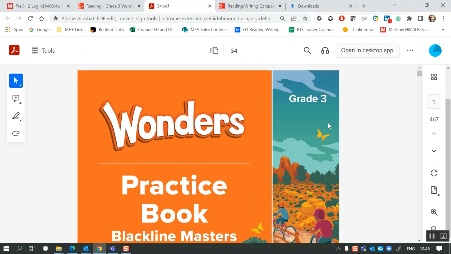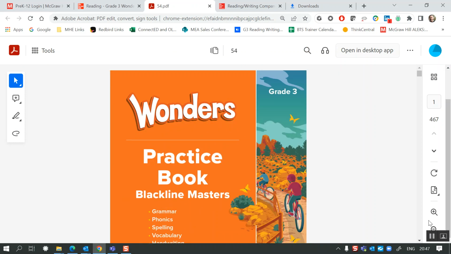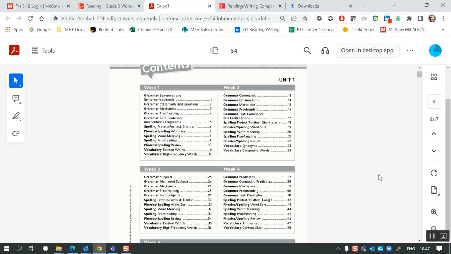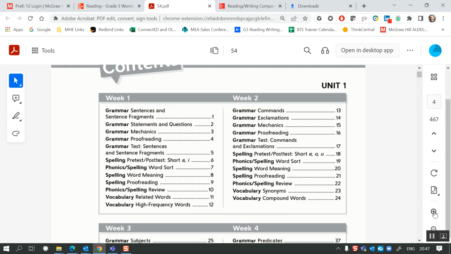If you take a look at the practice book, and this applies for all grades, in fact, I'm going to go down a little bit to the table of contents and look at week one, unit one. It starts actually with the grammar. Grammar. Week two, one, two, three, four, five. You can also see the phonics.